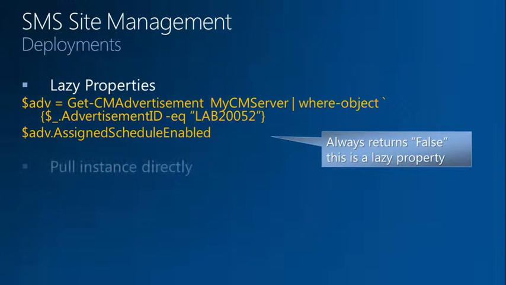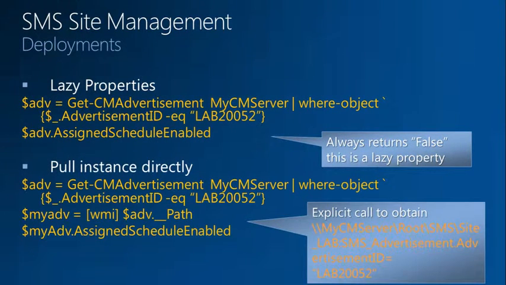So you actually have to call this a little differently to see that information. And this is where you get that instance directly. And I kind of cheat, and this is how I do it. I run that same command to begin with, and then one of the properties that comes back from that is the WMI path, and that's that long path that I showed you with the WMI accelerator. When you use the WMI accelerator on that path, then you'll actually get the assigned schedule enabled back, and then you can determine whether the schedule is enabled or not.